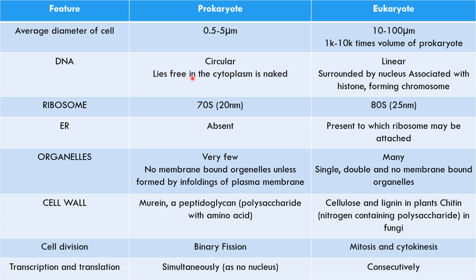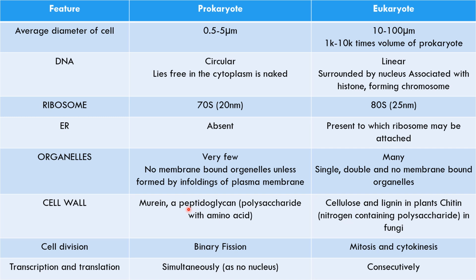DNA circular, plasmids prevalent. Okay, cytoplasm is naked. The DNA is naked. It's not surrounded by a nucleus. Eukaryotes have linear DNA, surrounded by nucleus, associated with histone protein forming chromosome. This doesn't form chromosome. Okay, ribosome 70S. This has both 80S and 70S. ER absent. All membrane-bound organelles are absent.